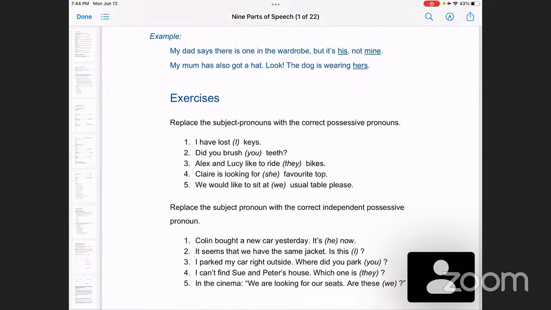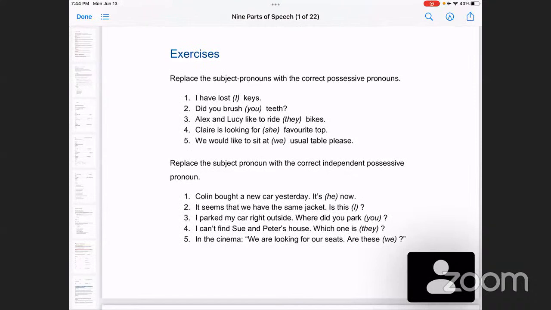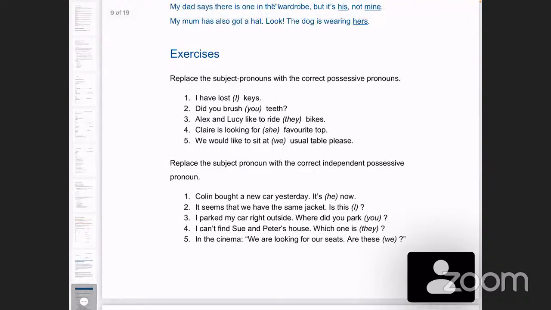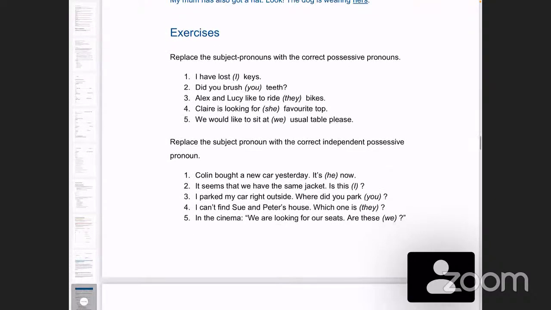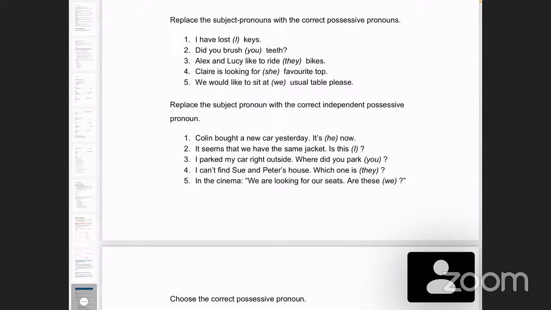So this is an exercise which you all have to do. So let's see this. Replace the subject pronouns with the correct possessive pronoun. I have lost my keys. Did you brush your teeth? Alex and Lucy like to ride their bikes. It's plural. Claire is looking for her, singular, favorite top. We would like to sit at our usual table, please. Again, plural. So we goes with our, her, him goes with singular.